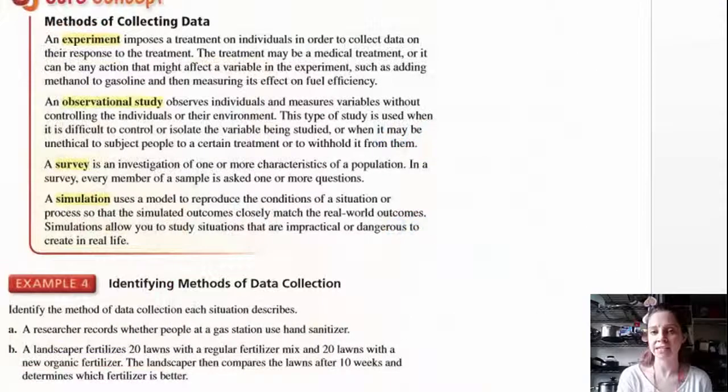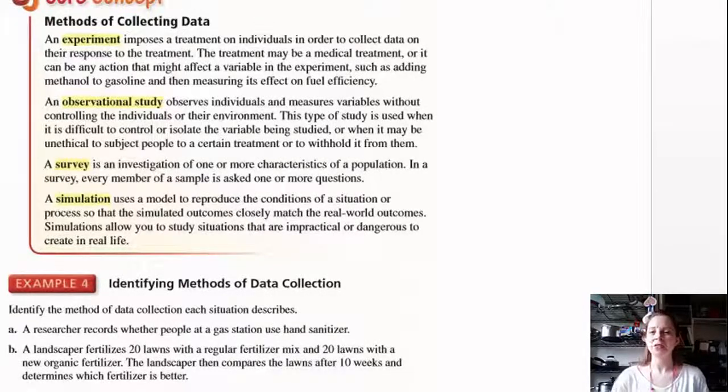On to methods of collecting data. An experiment imposes a treatment on individuals in order to collect data on their responses to the treatment. The treatment may be a medical treatment, or it can be any action that might affect a variable in the experiment, such as adding methanol to gasoline and then measuring its effect on fuel efficiency.